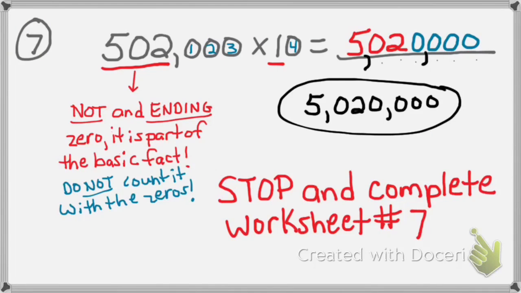And finally, in number 7, remember you can only count ending zeros. So if a 0 is between two other digits, it is not an ending 0, and it is part of the basic fact. These basic facts were 502 times 1 equals 502, and then we counted our 1, 2, 3, 4 ending zeros and tacked them on. Good luck with this lesson.